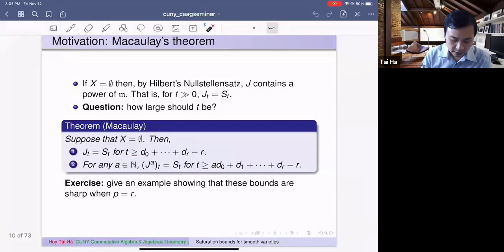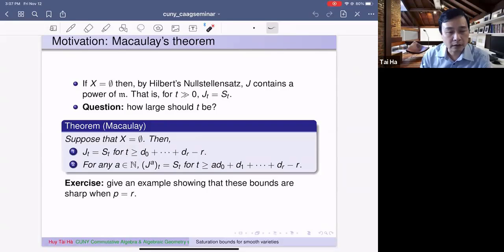Usually when I give a talk, at least at Tulane, when we have graduate students, I often give an exercise. So this could be an exercise for you to work on in case you get bored during my talk. The exercise is to show that in the case that p is the same as r, so we have the right number of equations, there are examples showing that these bounds are best possible.